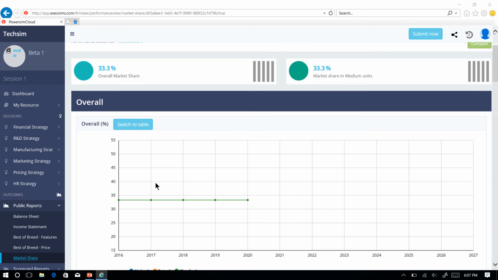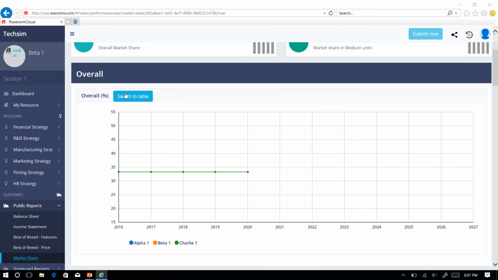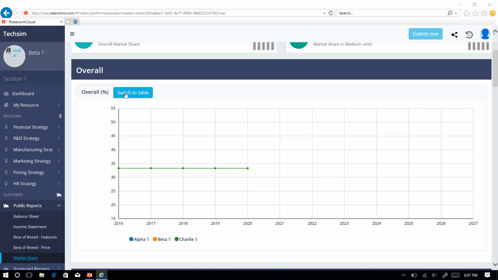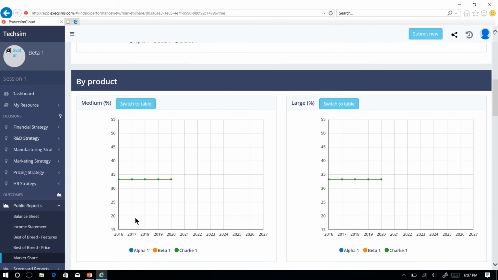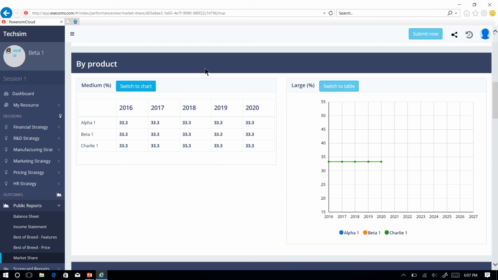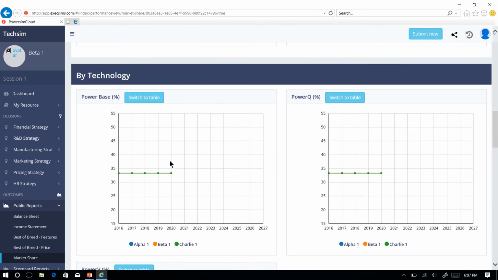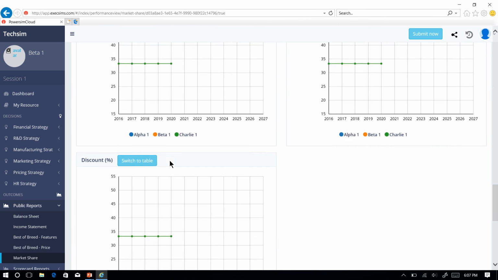But I wanted to show you, instead of viewing a graph, if you like, you can switch to table, and it shows the market share by year, which is the same as the graph, but this just shows it as a table. And it's the same thing for all of these. You could view it in whichever form you like.